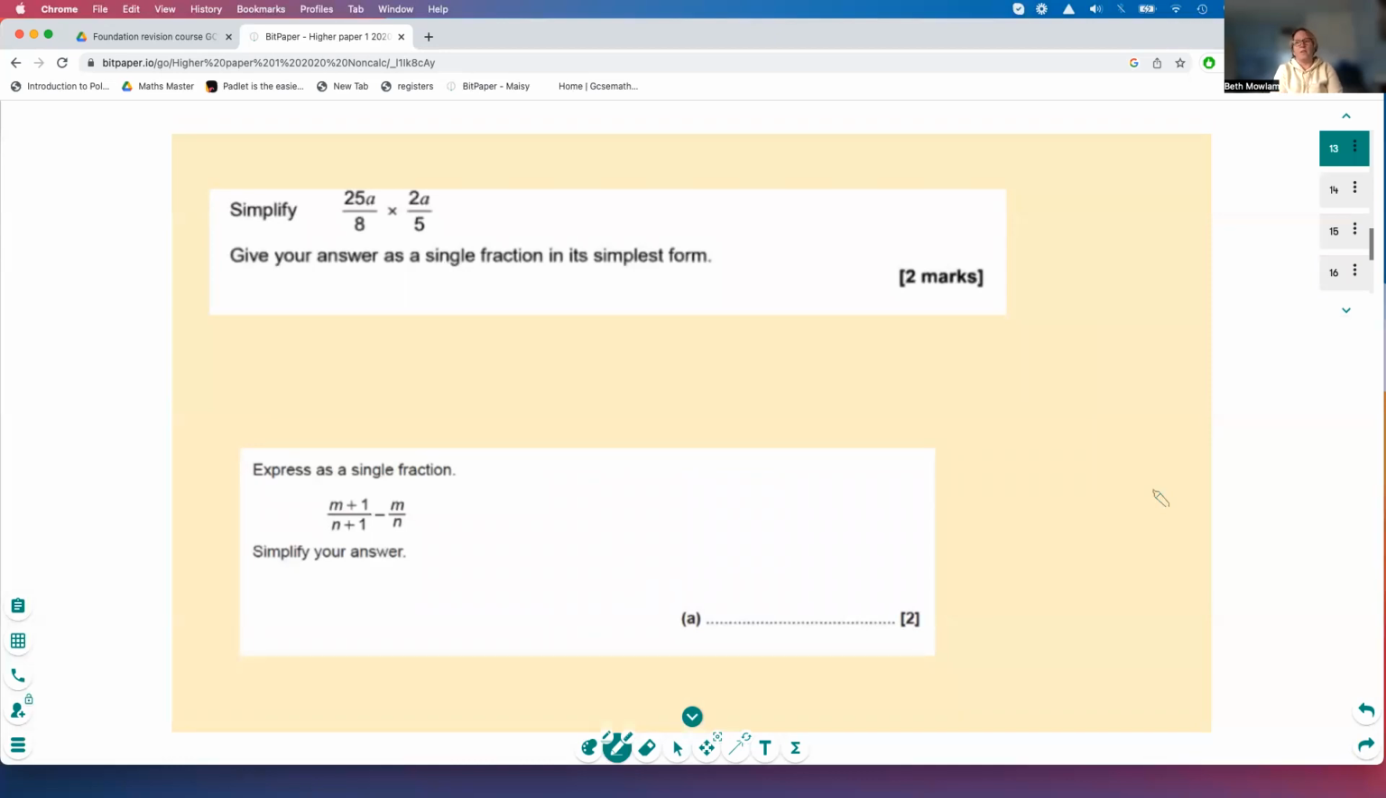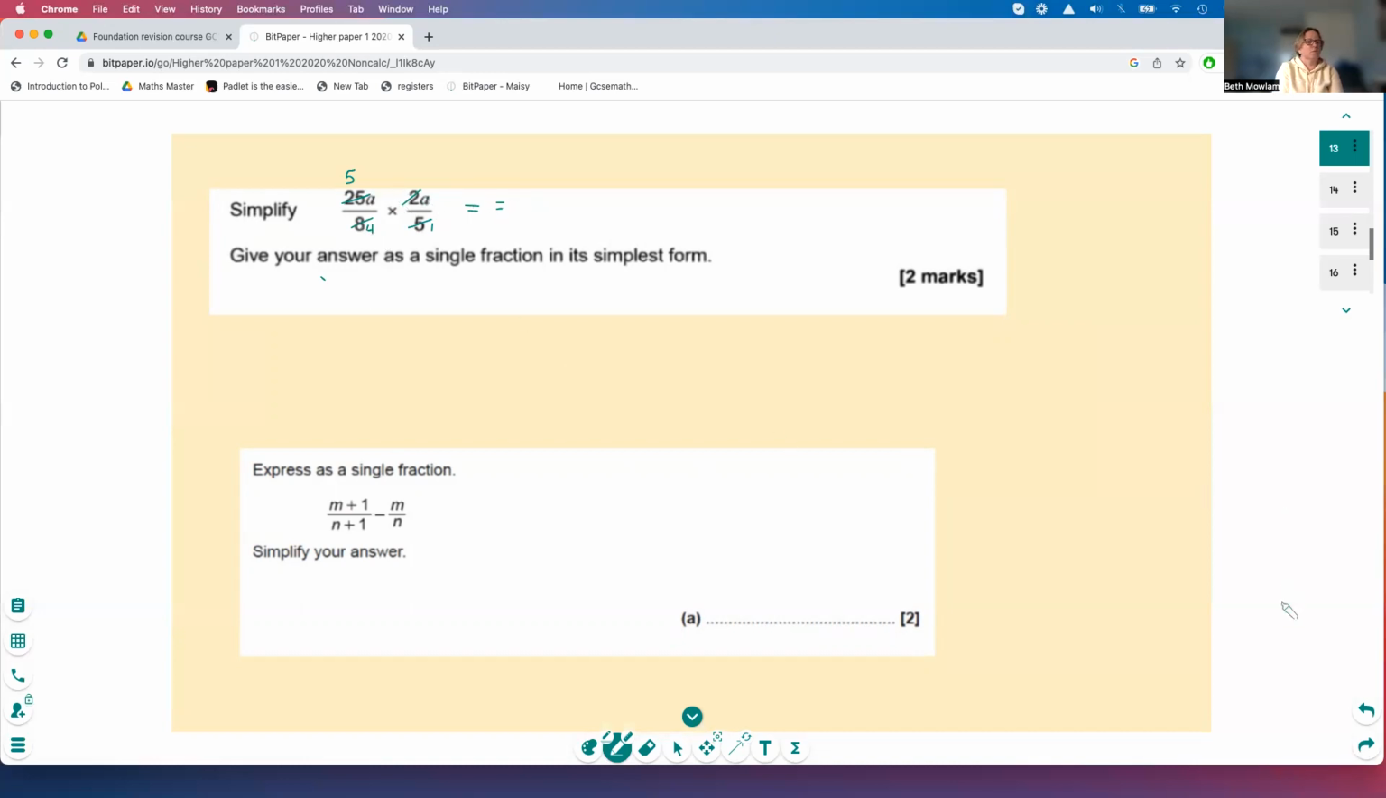Then we've got a multiplying fraction to simplify. Now, remember, you can simplify as you go, or you can multiply, then simplify. It's up to you. So I'm going to say, look, I've got a 5 on the bottom. This is a factor of 5, so I can divide by 5. I've got an 8 on the bottom and a 2 on the top, so if I divide those by 2, I get this.